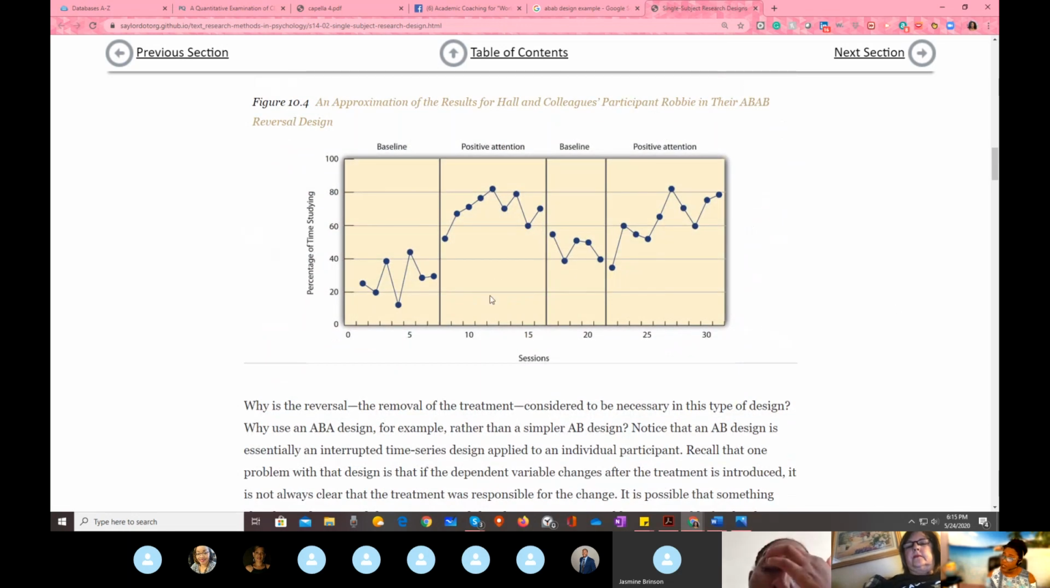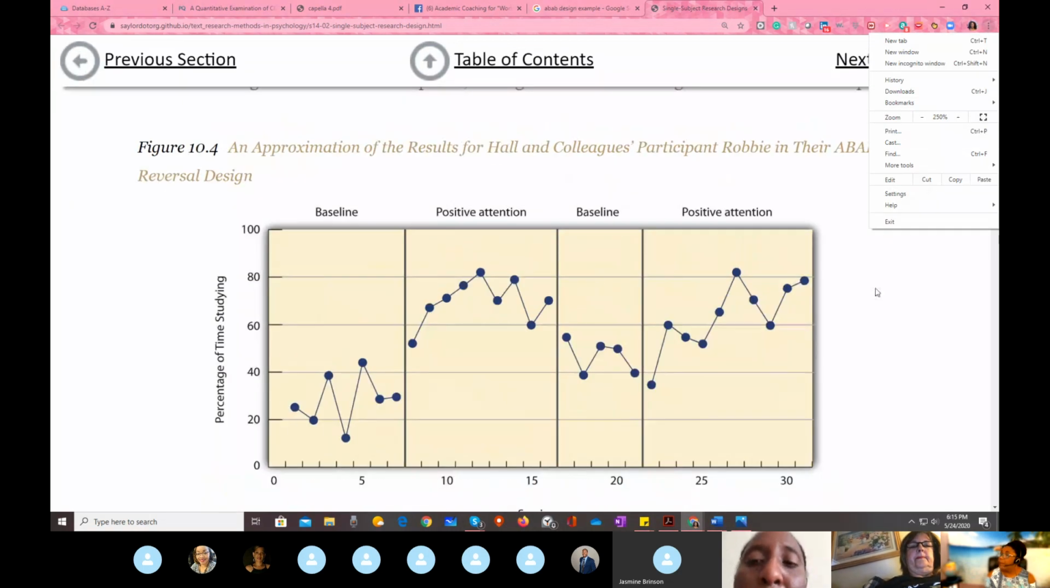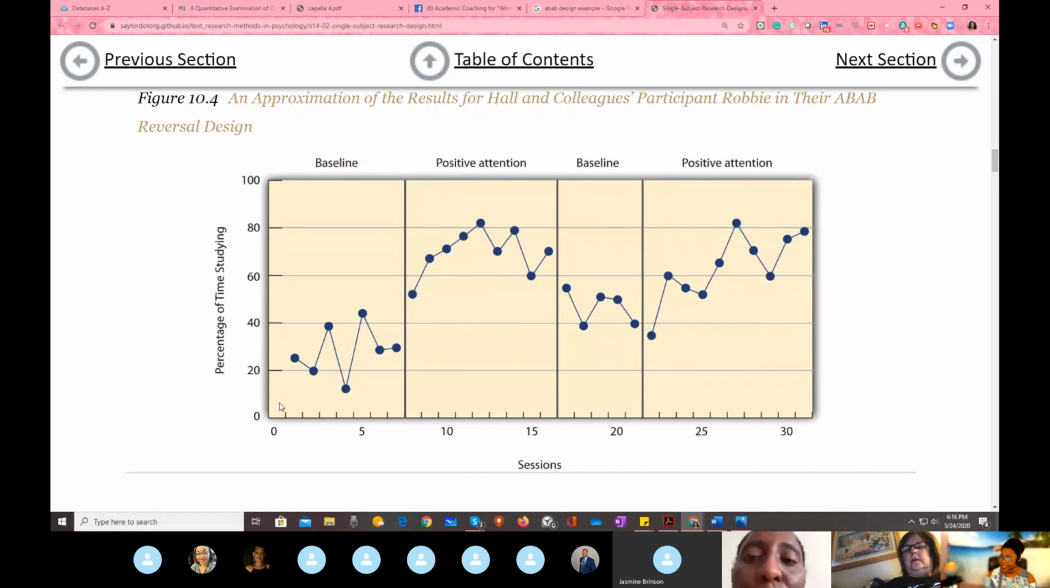So this one is looking at the time studying. Can everybody see my screen? Yes, thank you. Okay, so I'm looking at the time studying. We're looking at 100 minutes. That's the percentages of time he's studying.